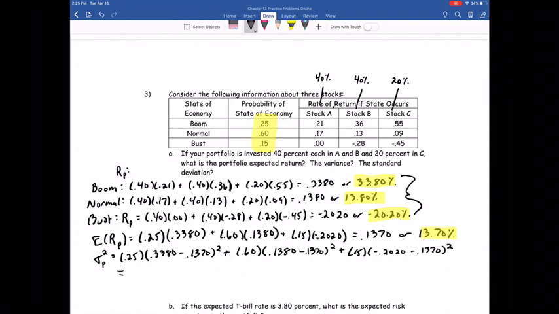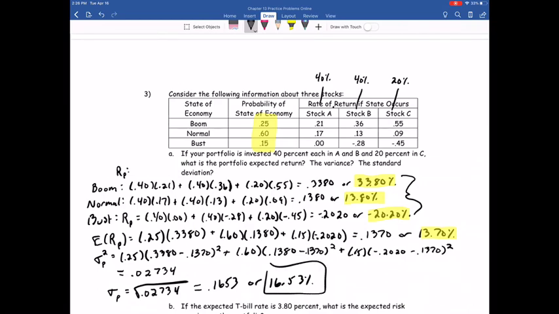So when I do these calculations, I end up getting a variance of the portfolio that is equal to 0.02734. Once again, that does not have any units. To find the standard deviation, we take the square root of this variance value, which will end up giving me a standard deviation of 0.1653 or 16.53%.